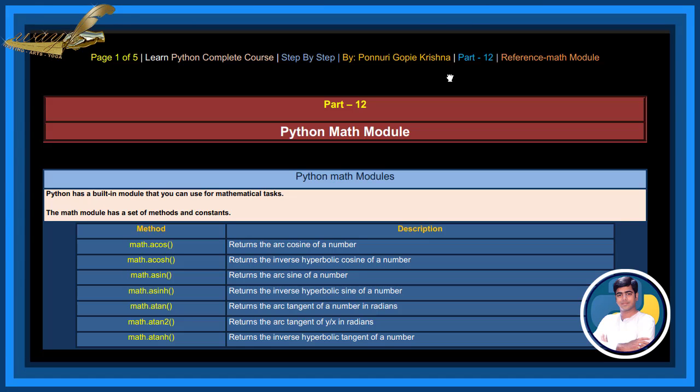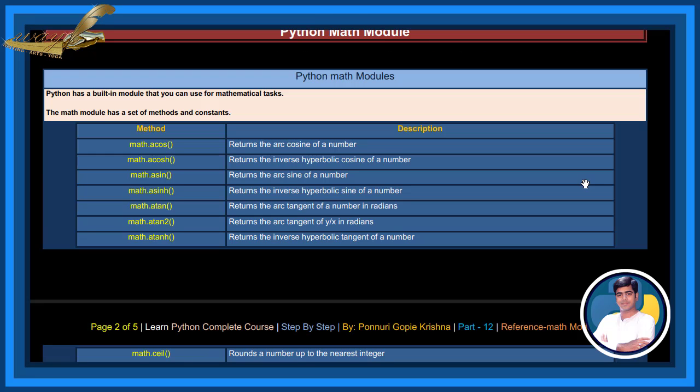In this session, let us learn about the Python math module. Python has a built-in module that you can use for mathematical tasks. The math module has a set of methods and constants. The math.acos method returns the arc cosine of a number.